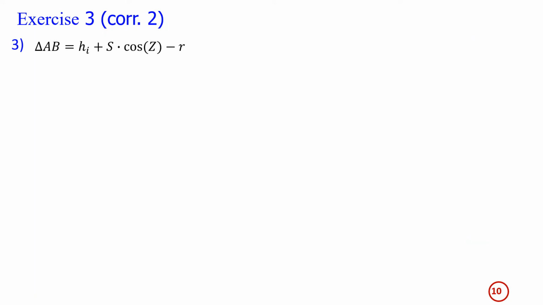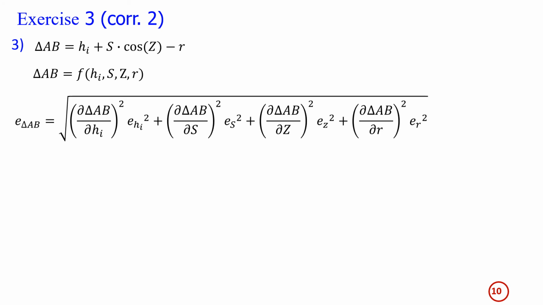Now let's do the calculation. We have delta AB equal to HI plus S cosine Z minus R. Delta AB is a function of HI, S, Z, and R. The error will be calculated like this. The error on delta AB is the square root of the partial derivative of delta AB over HI squared times EHI squared, plus the partial derivative of delta AB over S squared times ES squared, plus the partial derivative over Z squared times EZ squared. Here you have to take care that EZ should be written in radians. It is better to convert all this in SI, in meters, even the errors. And plus the derivative over R squared times ER squared.